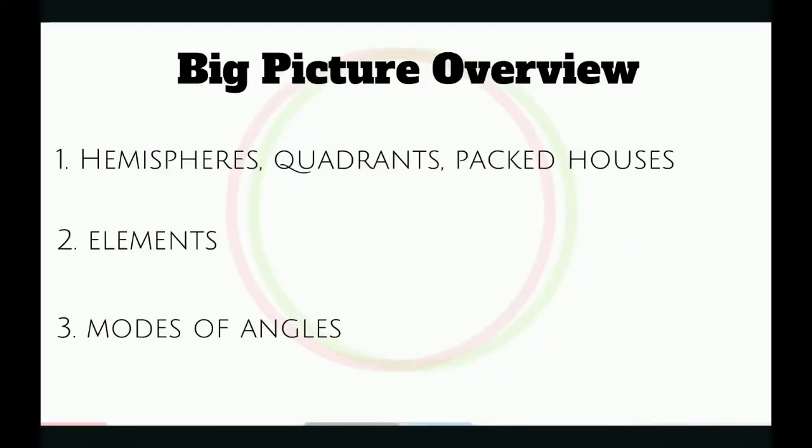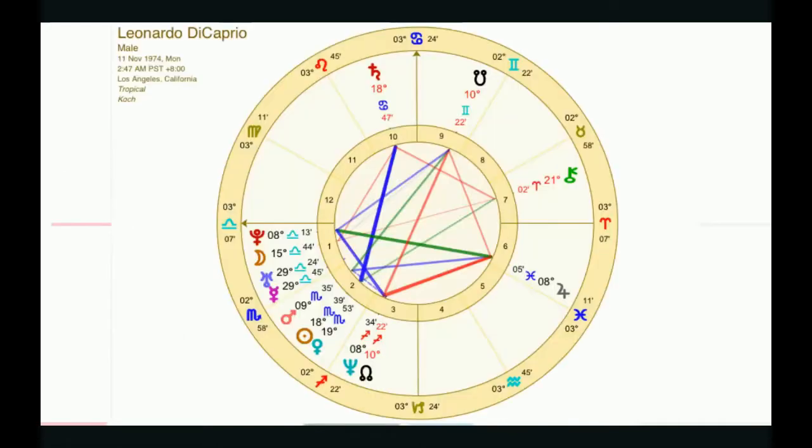The third aspect we look at are the modes of the angles. In Leonardo DiCaprio's chart, all of his angles are cardinal. This chart is all about new beginnings, new birth, new foundations, creating new launching points, new cycles of evolution. And all these new beginnings are about a new identity, a new sense of becoming.